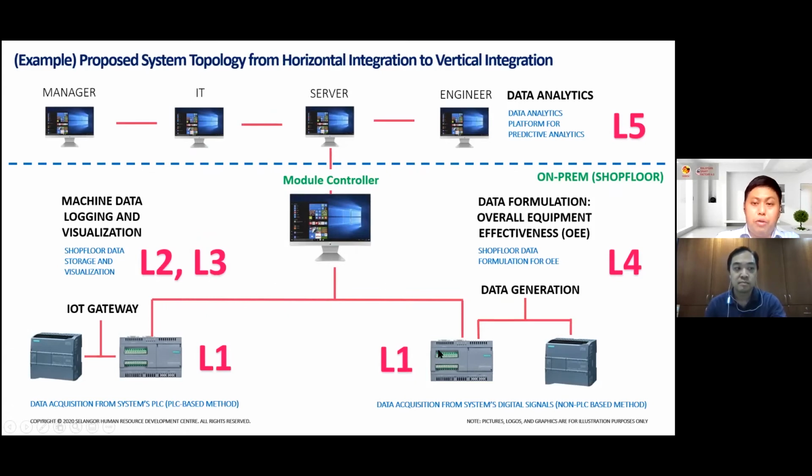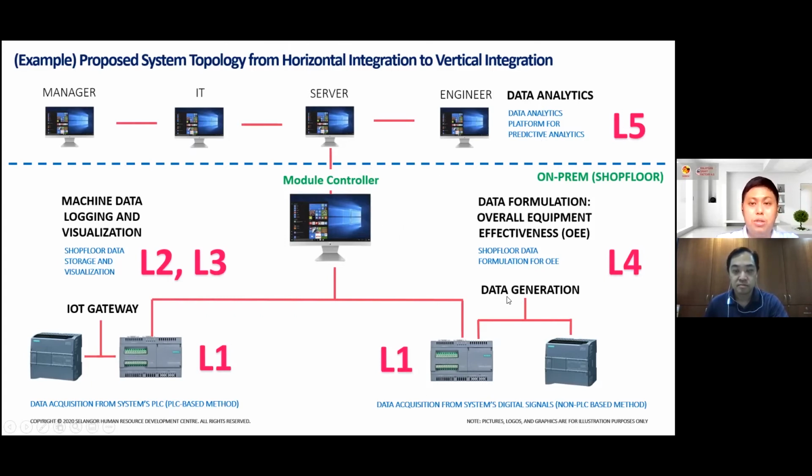And of course, when you look deeper into how these levels look in terms of a shop floor topology, we start from level 1 at the bottom, collection of data. Then level 2 and level 3, store and visualize. Level 4 to formulate, and then you look into level 5 when you look into data analytics. So all these, level 1 to level 5, can be a step-by-step approach towards machine health monitoring and improving your overall machine utilization.